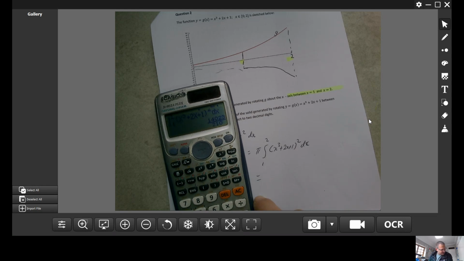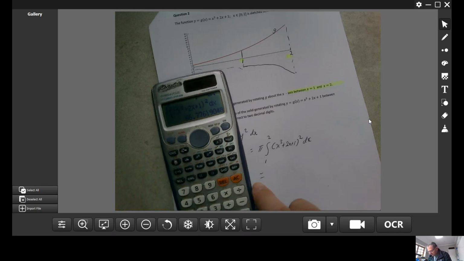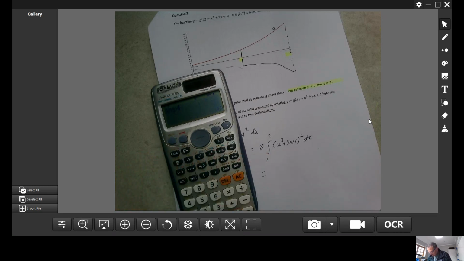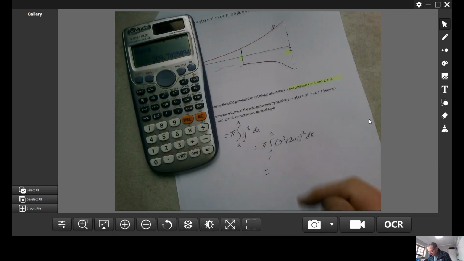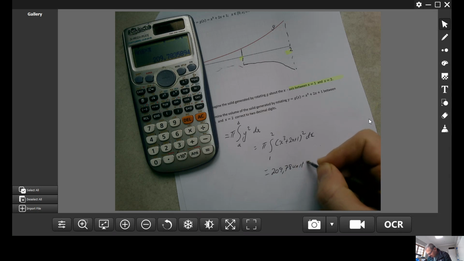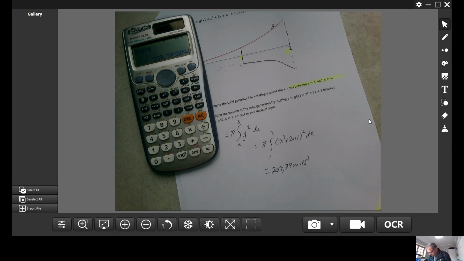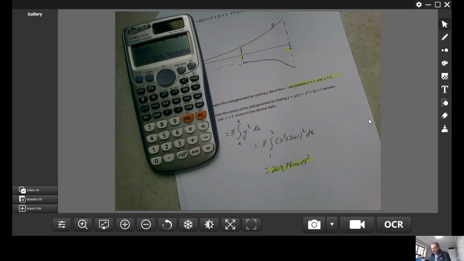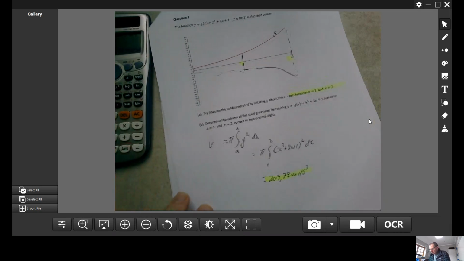and we get that funny number over there, which is 66,7. And then I have to times that by pi. So times by pi equals, and that's it to 2 decimal places. So it's 209,78 units cubed. Okay, so easy peasy, lemon squeezy.